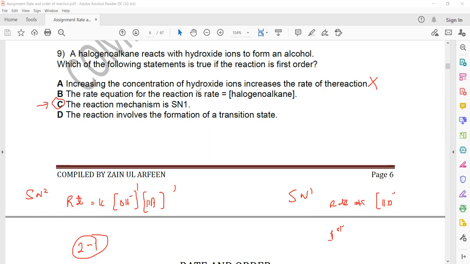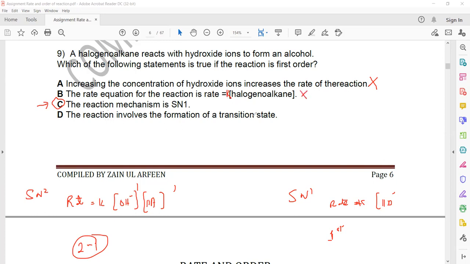The rate equation is rate equals the concentration of halogenoalkane. What is the mistake here? A very small mistake. They did not write k here. There should be a k because it's an equation. When an equation is there, we replace the proportionality with equals and a constant. That's why B is not right.